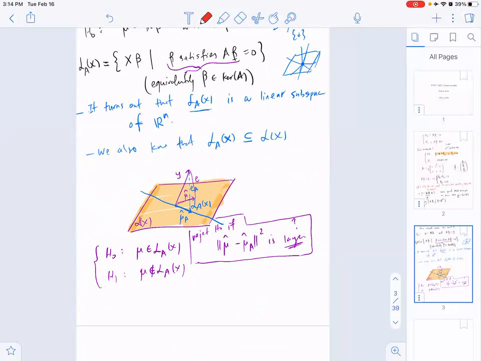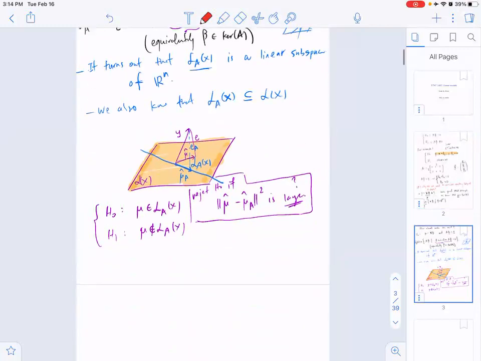I would like you to think about this: under H naught, mu hat is close to mu hat A, and under H1, mu hat is far from mu hat A. So for this to work, we need this, and this is indeed the case. In the lectures, there are examples, so I encourage you to think about it first, and then take a look at the lectures.